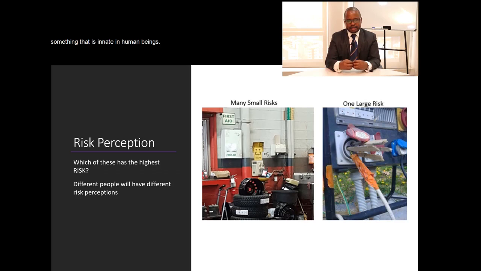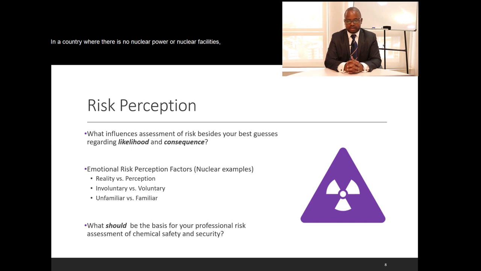So risk perception is something that is innate in human beings. How we perceive risk depends on several things, including the cultural background. In a country where there are no nuclear power facilities, if you ask the population how risky nuclear power is, many of the people will say that it is very risky. But that is not the case. It is more risky for you to drive your car compared to the generation of energy from nuclear. The reality is that nuclear energy is actually very safe, but it is simply a perception that nuclear is dangerous. Risk perception affects how we think of chemical security.